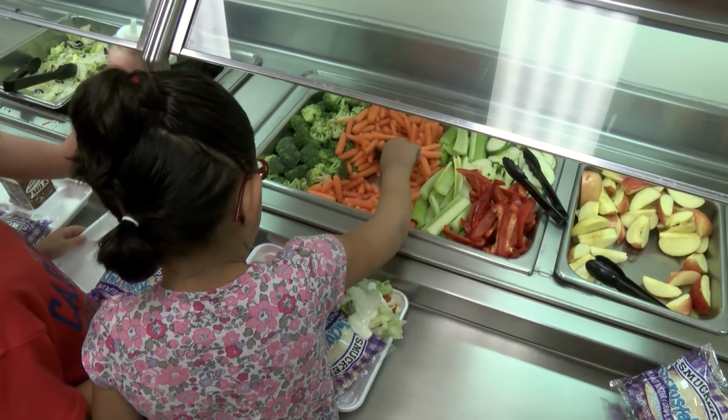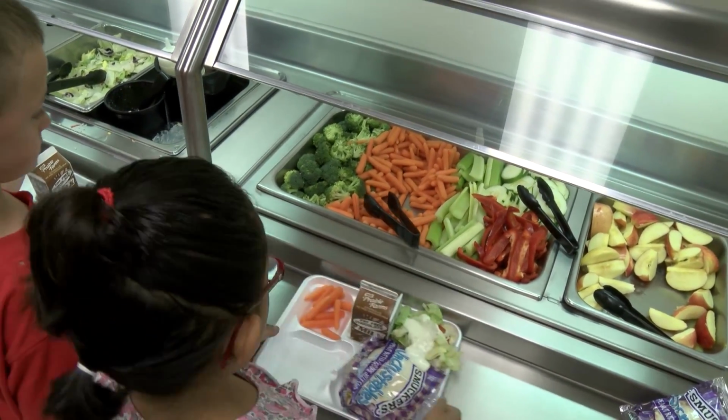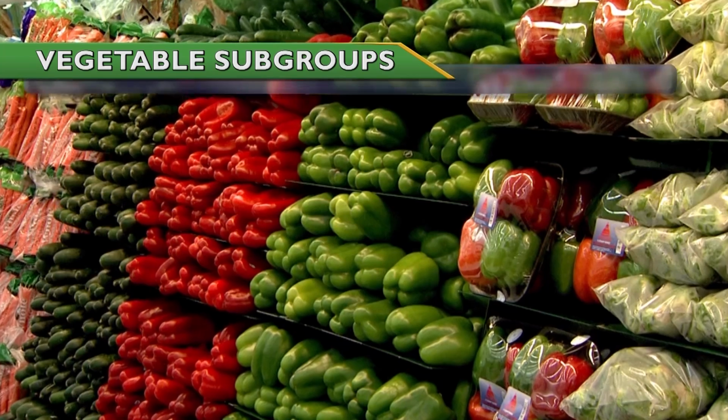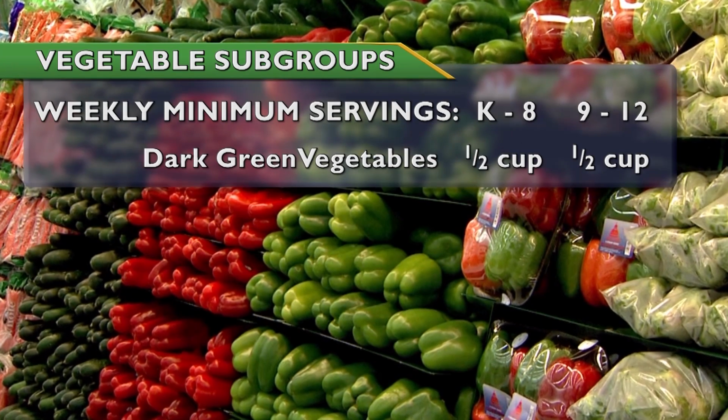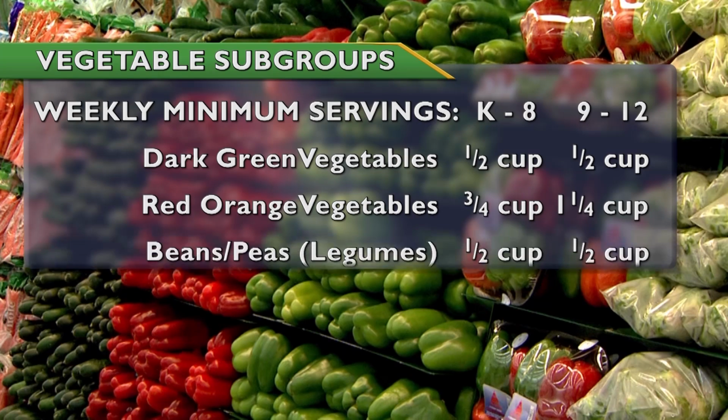Schools must offer vegetables to all students each day and must meet the daily and weekly requirements for the vegetable subgroups. You just can't serve a certain vegetable every single day and be in compliance. You have to break it down by subgroups. The different subgroups for the school lunch program are the dark green vegetables, such as spinach and kale, the red-orange, which are the tomatoes and carrots, and beans, peas, and legumes, which are the black beans, garbanzo beans, things like that.